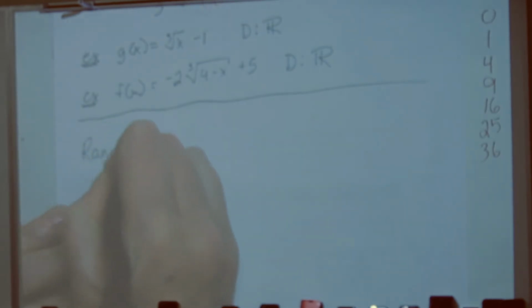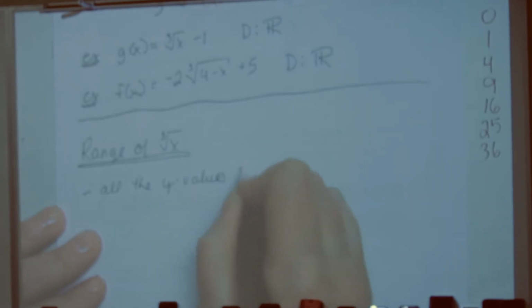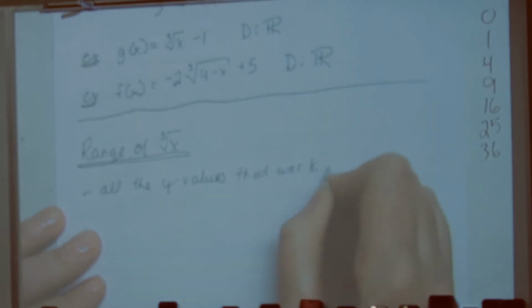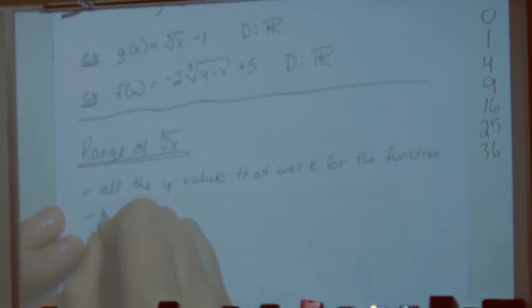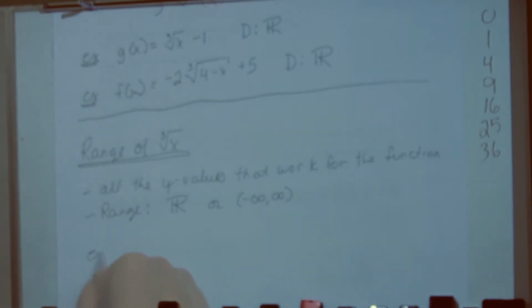Now we're going to talk about the range of the cube root of x. And the range, one more time, is all the y values that work for the function. And the range is, you'll never guess, all reals. Or you can write negative infinity to positive infinity like the book does. So it's nice to know that the 3 remains consistent when you put it on its side again.